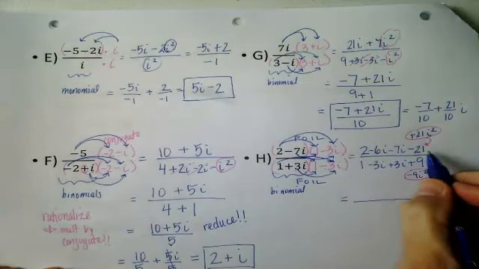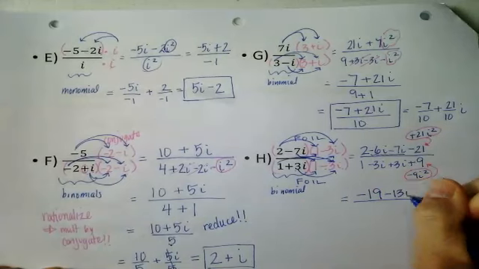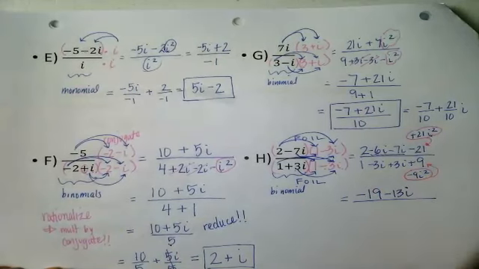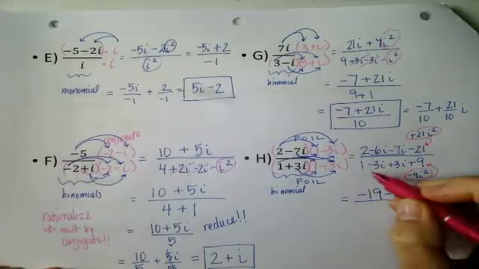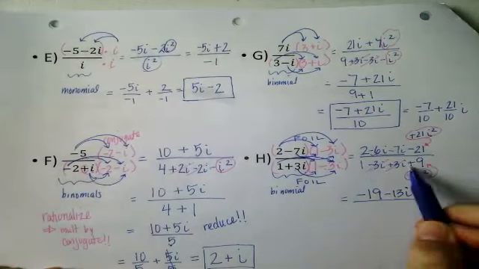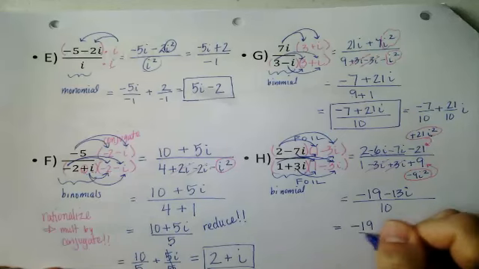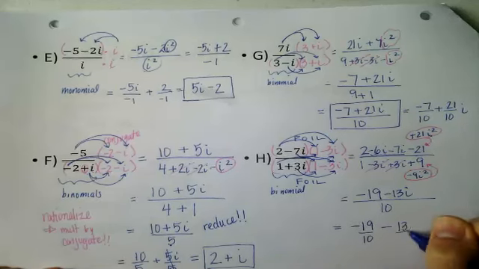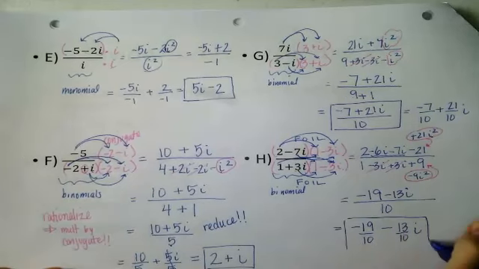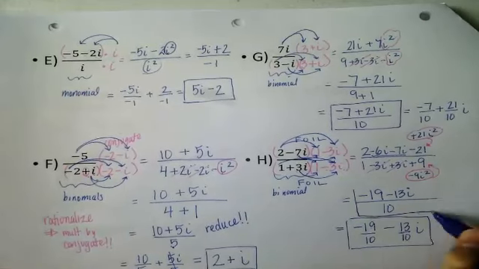2 minus 21 is negative 19. And negative 6i and negative 7i is negative 13i. In the denominator, lots of cleanup. Negative 3i and positive 3i is 0. And we have 1 plus 9 is 10. And this is a fantastic answer. And it is also equivalent to say negative 19 tenths minus 13 tenths i. And I kind of like this answer best. But this is also totally okay.